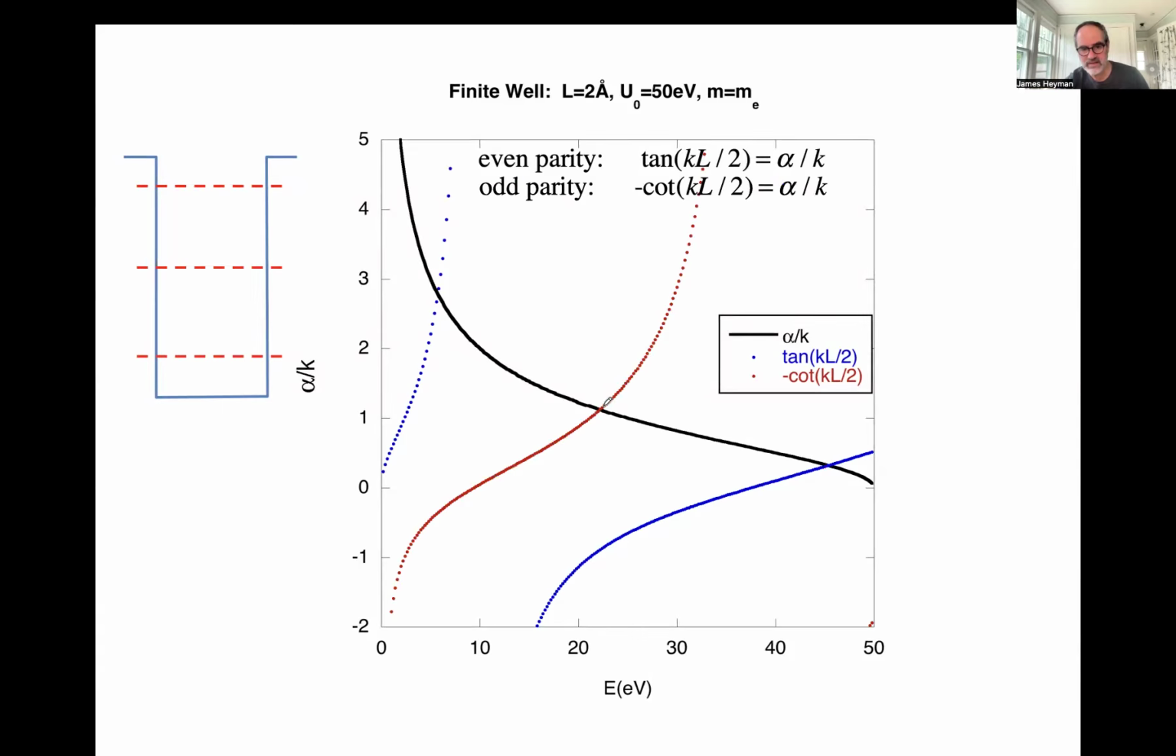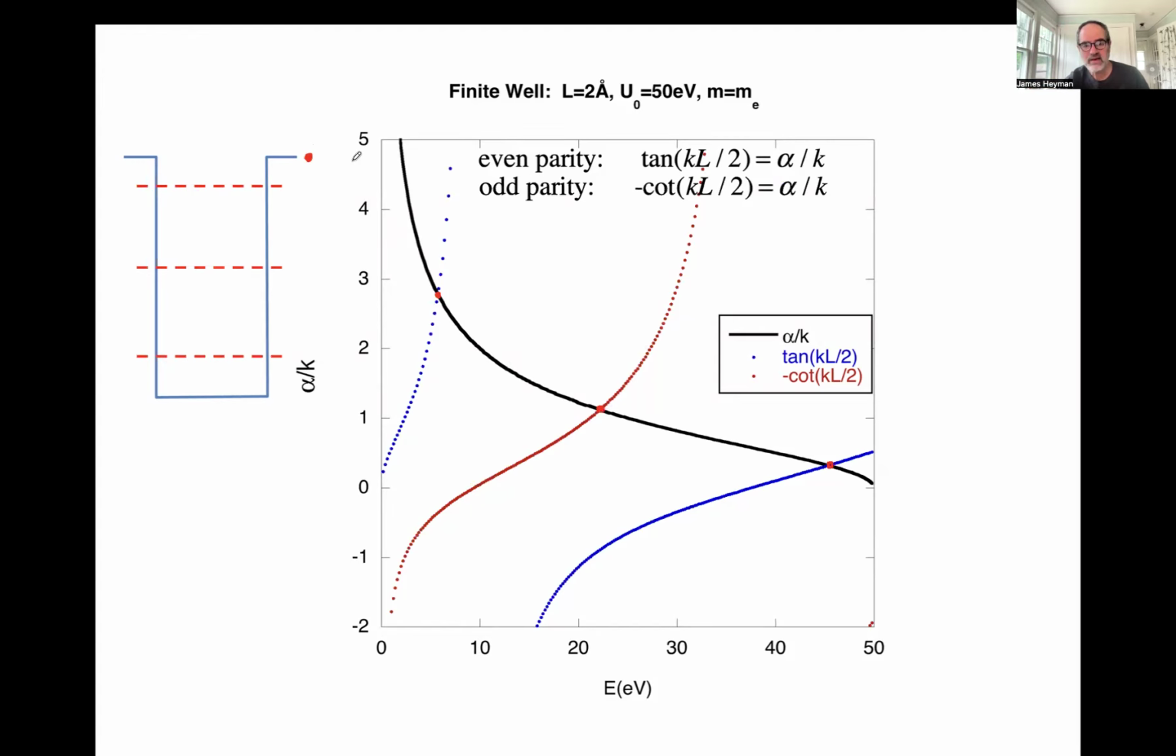We get an additional function, and we look for the crossings of that with alpha over k, and that tells us the energy of the odd parity state. So now we have three states, two even parity states and one odd parity state. And those are the energies for this system. And interestingly, those are the only energies, because those are the only energy states that occur between E equals 0 and E equals 50. And E equals 50 is the top of the well. So we no longer have bound states if we find energy states above the top of the well.